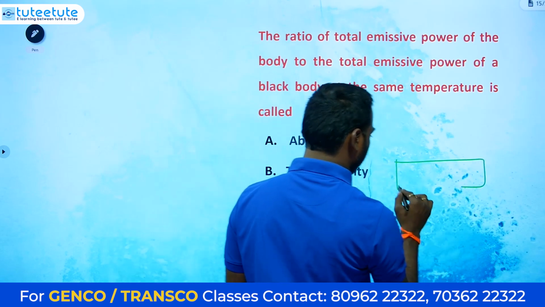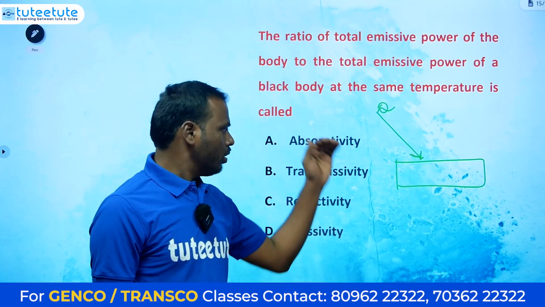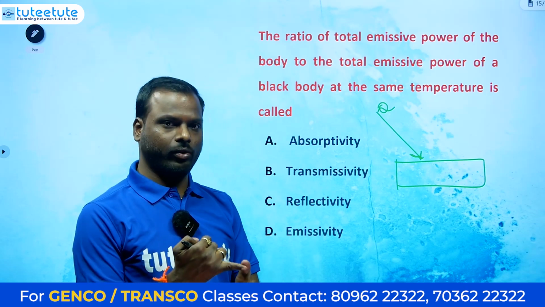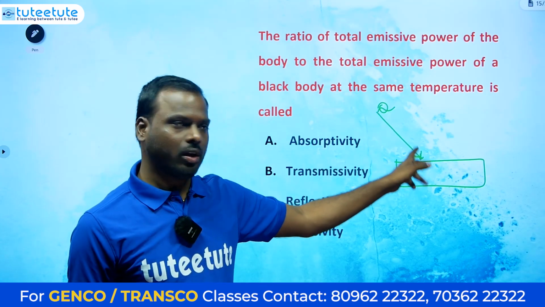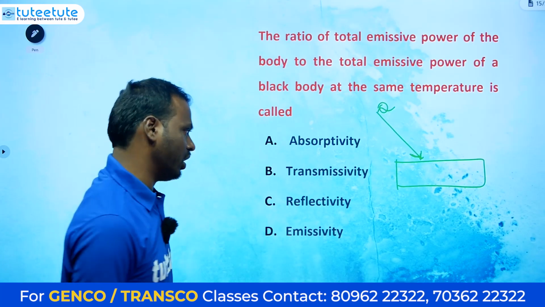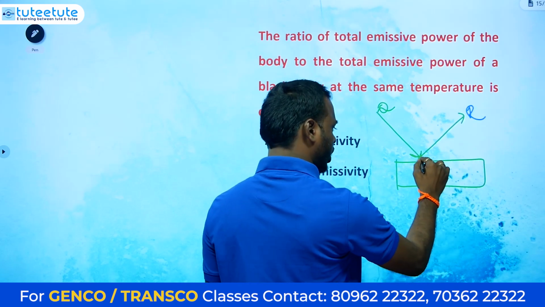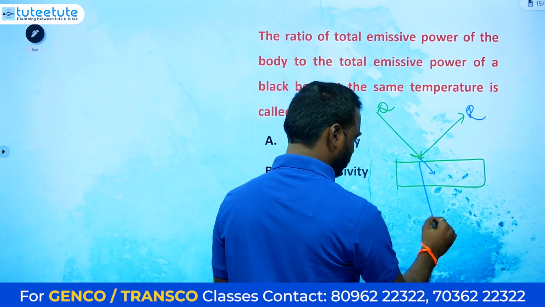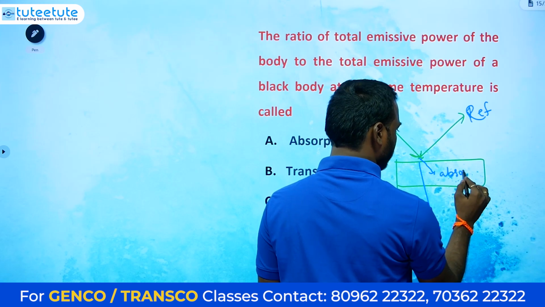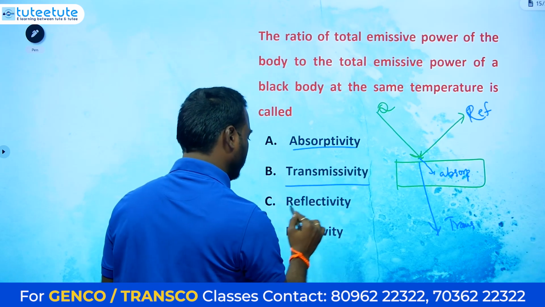Whenever the heat is reflecting or absorbing, there are three modes. Suppose Q is the incident energy. There are three types of possibilities: one is reflection, one is absorption, and another one is transmission. There are three things present. What are those? Absorptivity, transmissibility, and reflectivity.